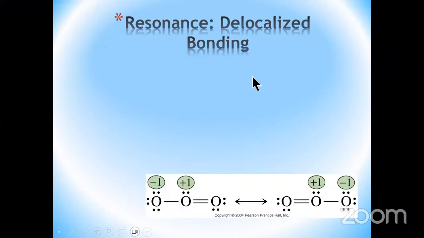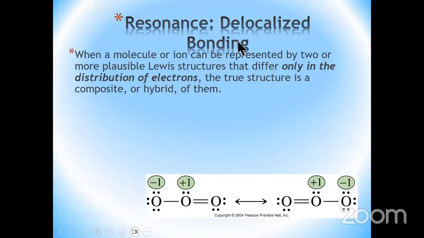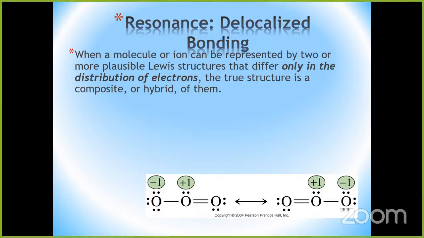Okay, so we're going to talk about a very important phenomenon known as resonance. And for those of you who have to do organic chemistry, this will become very important, all right? So you'll be getting somewhat of an introduction here. Basically, you can have a situation where a molecular ion can be drawn in structures that differ only in how the electrons are distributed.